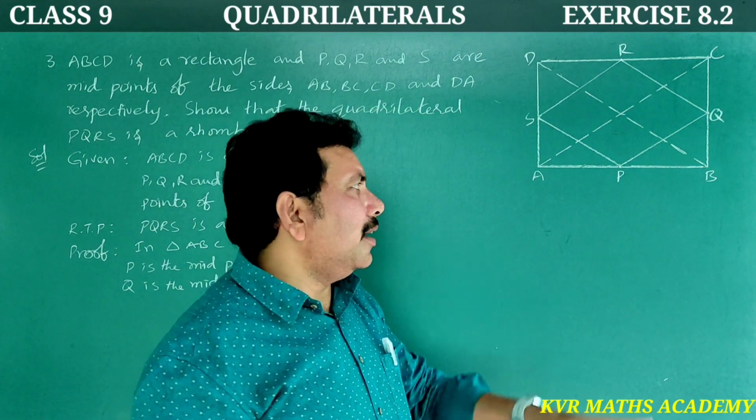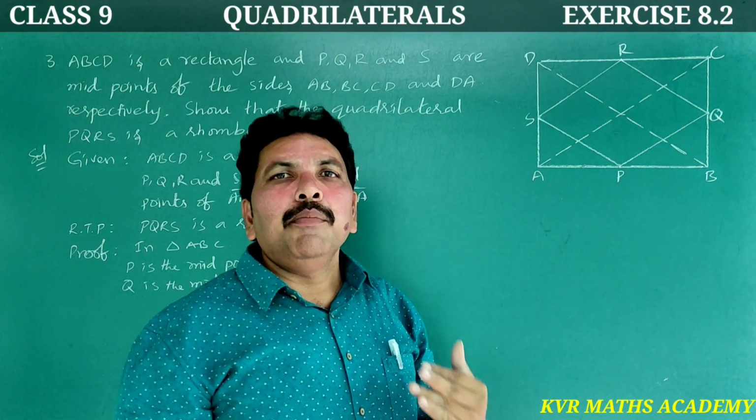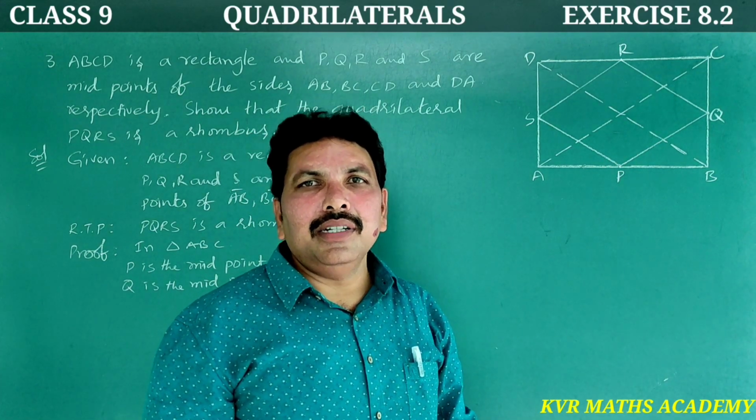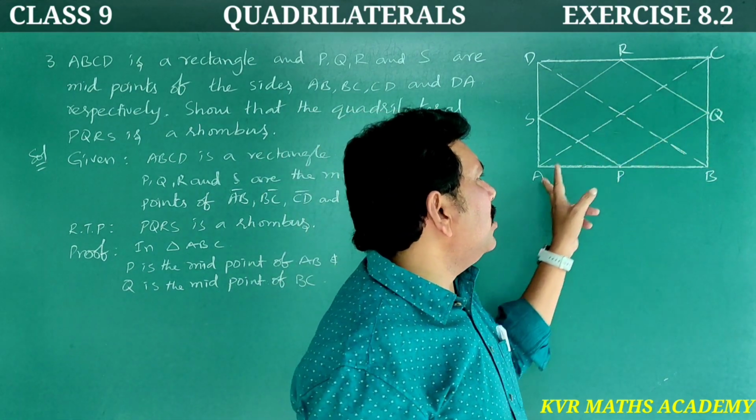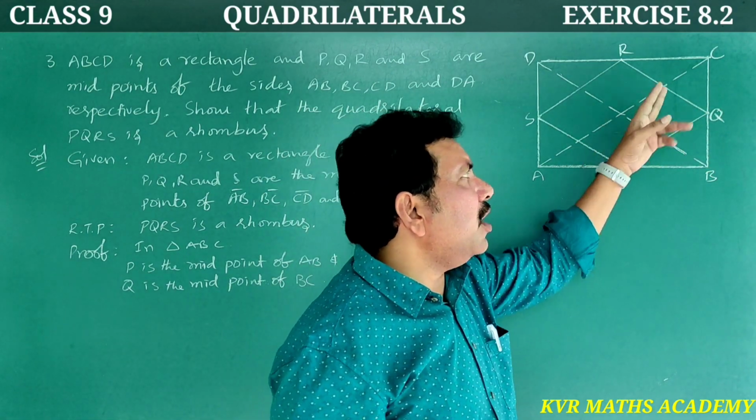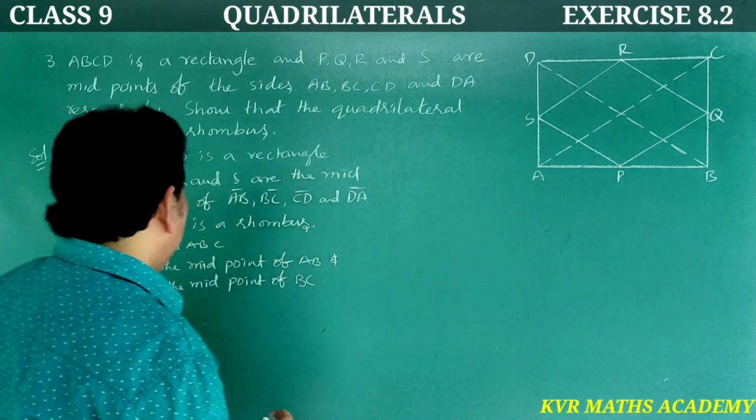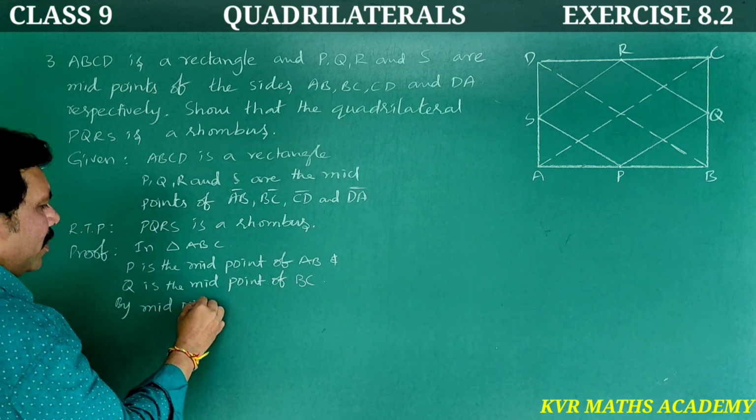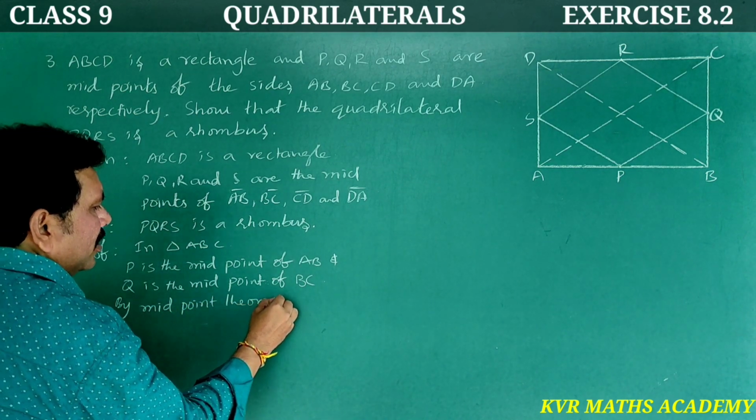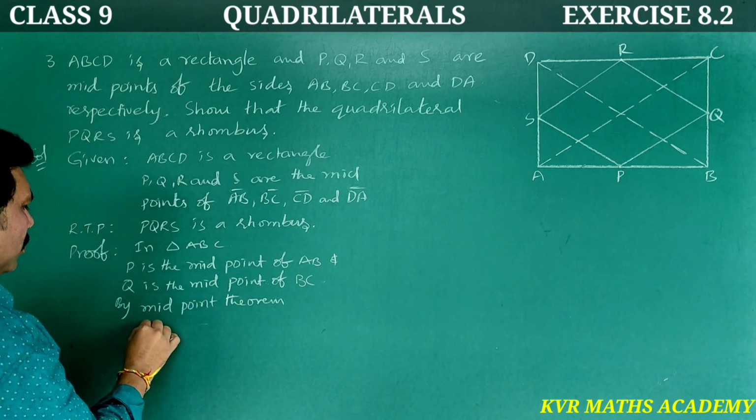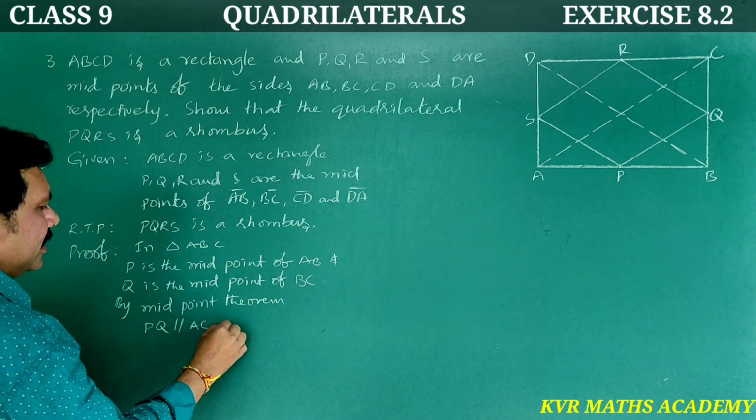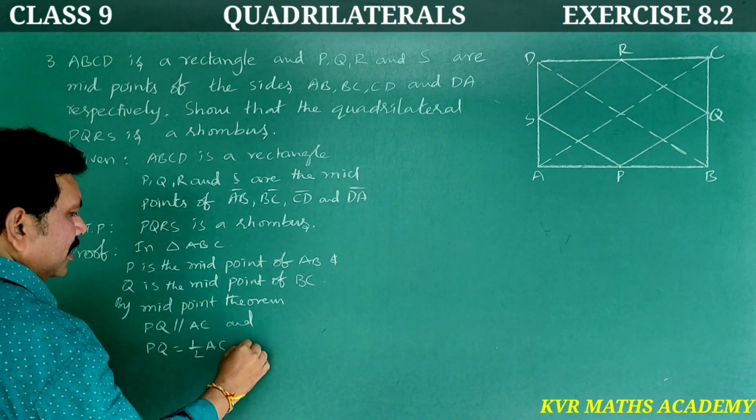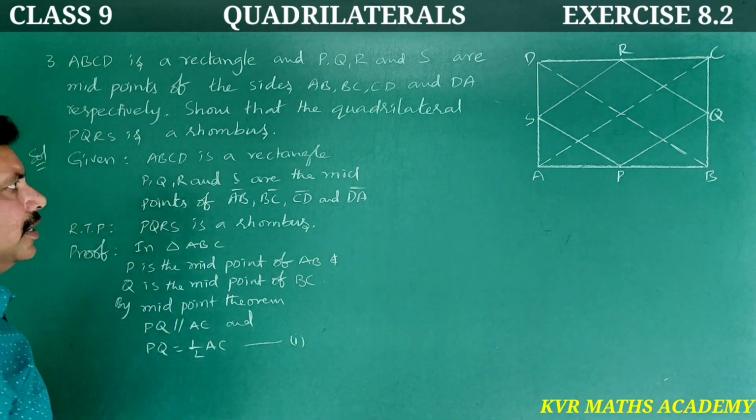So by midpoint theorem, the line segment which is joining midpoints of two sides of a triangle is parallel to the third side. So it is PQ is parallel to AC as well as PQ is equal to half AC, isn't it? Yeah. So by midpoint theorem, PQ is parallel to AC and PQ is equal to half AC. This is equation number 1, right? Yes.